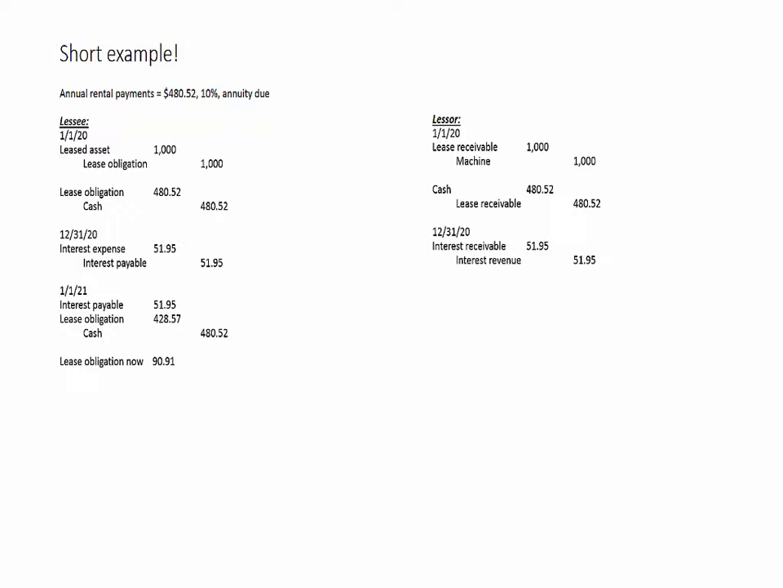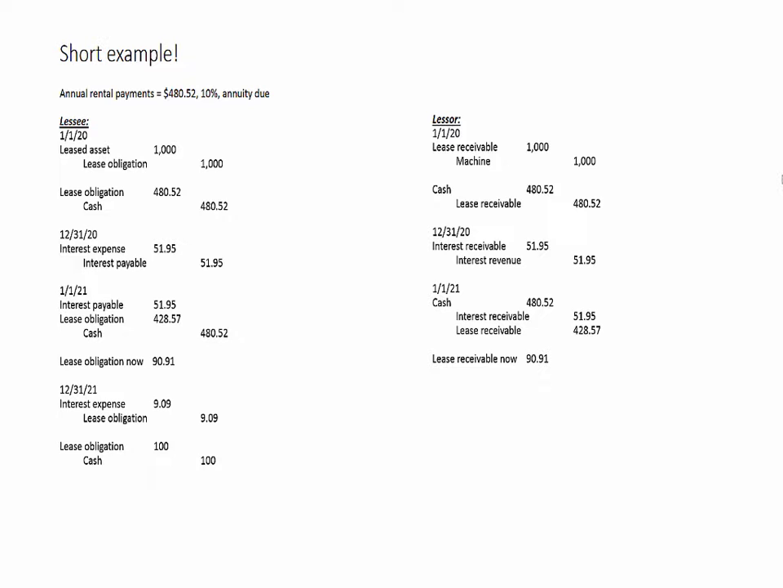Same thing is going to happen over on the lessor's side of the world. They received that check for $480.52, splitting it between the interest they accrued the night before and the payment on the receivable, and their receivable is now down to $90.91, the present value of the $100 they expect to receive at the end of the year.